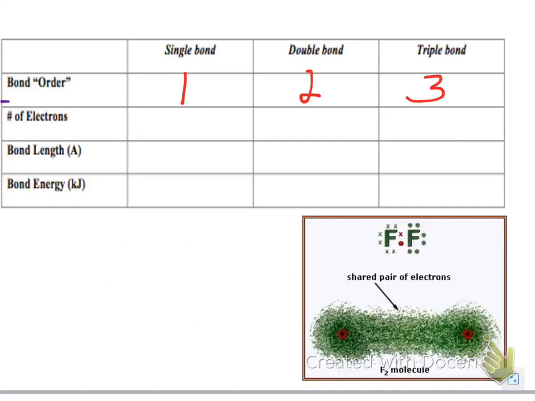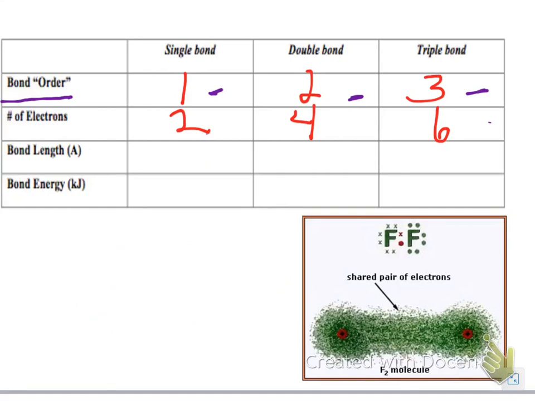So a terminology to know is bond order, and all that means is the number of bonds. So if it's a single bond, it's a bond order of 1, double bond is a bond order of 2, triple bond is a bond order of 3. If I have a single bond, I've got 2 electrons being shared. Double bond, I've got 4 electrons being shared, and a triple bond I have 6.